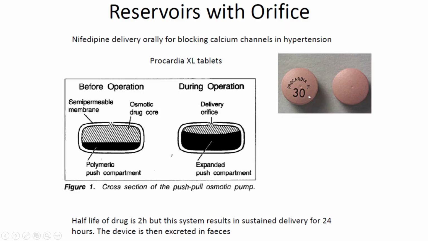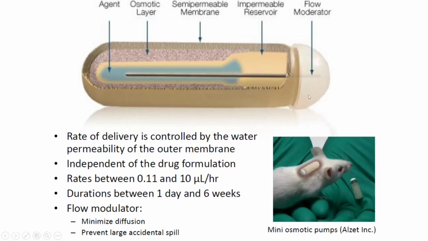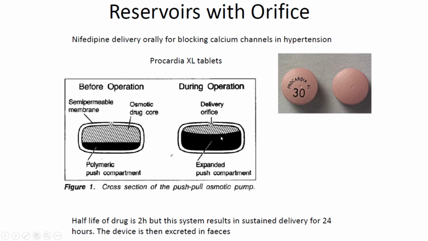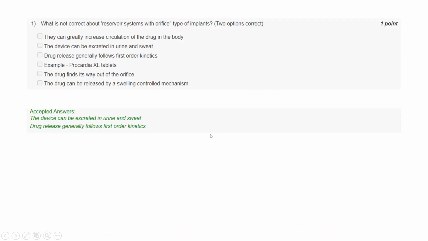They are either of a tablet kind or a capsule kind, and they are administered orally, so they'll be excreted out in the feces and not in your urine and sweat. Also, since the drug release is just a matter of how this device is made, it is not going to depend on how much drug is there in this compartment. So it essentially follows zero order kinetics, not first order.